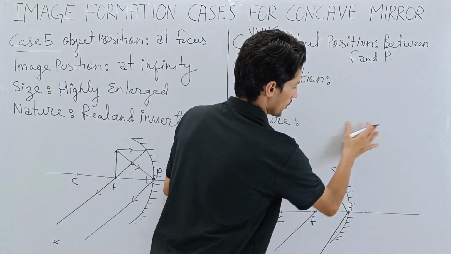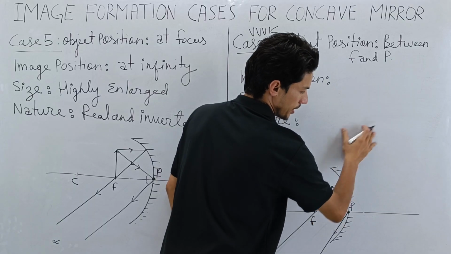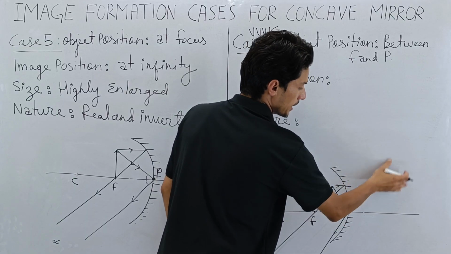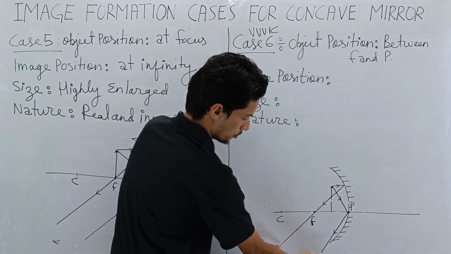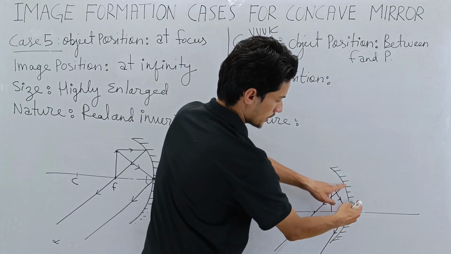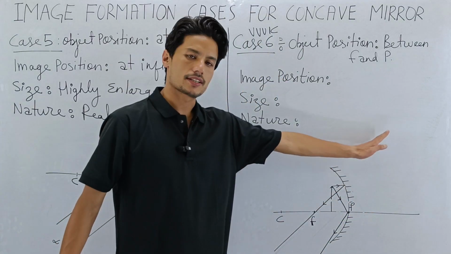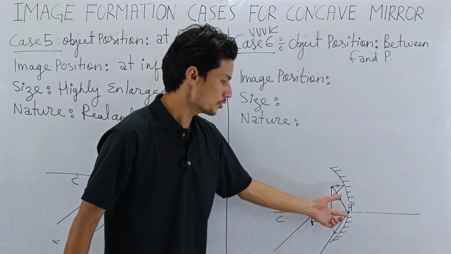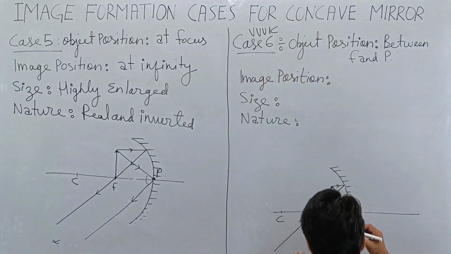This area where I'm running my hands right now is called behind the mirror. If you do back tracing, the rays appear to meet behind the mirror. So what we have to do is back tracing. Why? Because they appear to meet behind the mirror. So let's do back tracing.